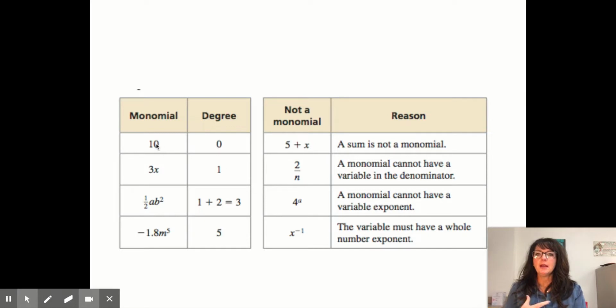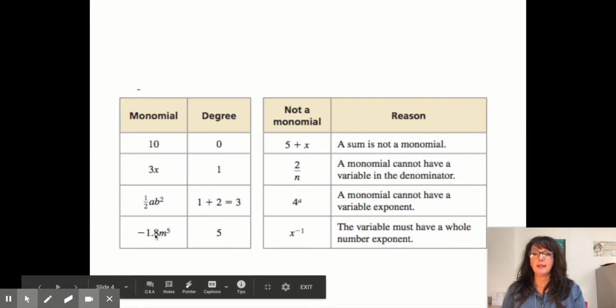So here's an example, a monomial 10. It's just the term, it's a constant, right? The degree is 0. And I'll get more into explaining that a little bit later. So the monomial 3x, right? It's the product of a number and a variable. The exponent of the variable is 1, therefore the degree of the monomial or term is 1. When you have this, 1/2 a b squared, it's kind of like the coefficient has a degree of 0, but then a has a degree of 1 and b has a degree of 2. So the total degree of this monomial is 3.